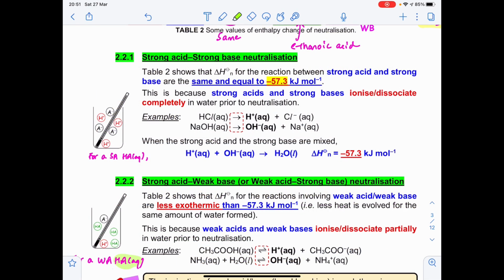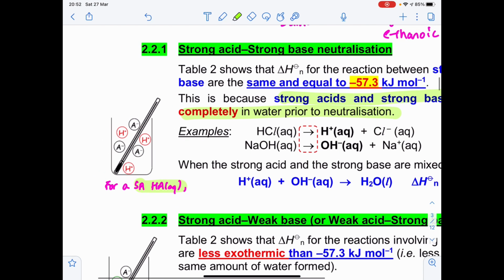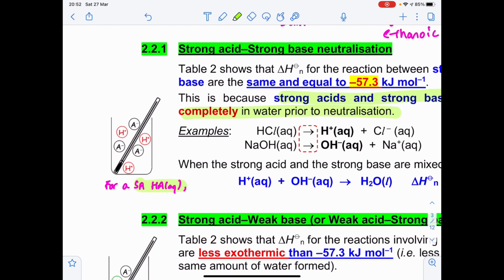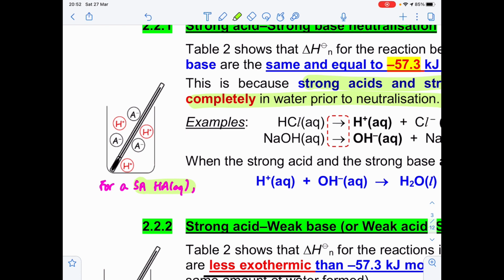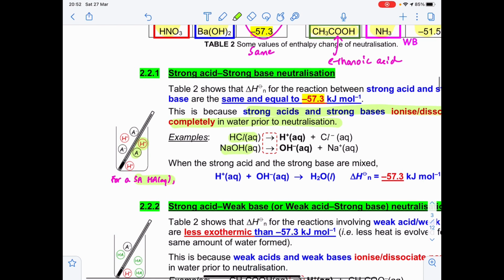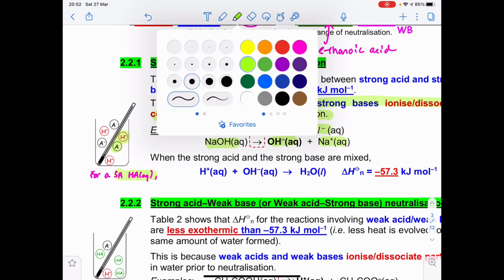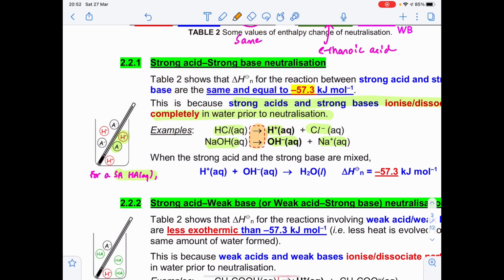Strong acids and strong bases ionize completely in water prior to neutralization. If you have a beaker containing HA aqueous solution, which is a strong acid, then you would not be able to find any HA molecule in the solution, as all the HA molecules would have fully dissociated to form aqueous ions. Just like hydrochloric acid and sodium hydroxide, they would have completely dissociated to form aqueous ions in solution before neutralization. And to represent full dissociation, we use a full arrow in the equation.